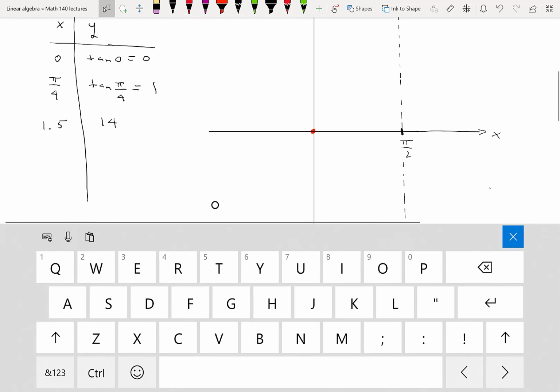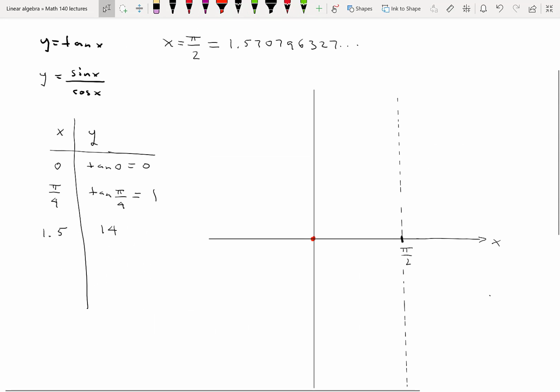So far we have the point 0, 0, and then if x equals pi over 4, right about there, we have y equals 1. Now I'm not going to make the y-axis exactly to the same scale, in fact not even close to the scale of the x-axis, so I'm going to put 1 about right here. So if x equals pi over 4, the y value is exactly 1.